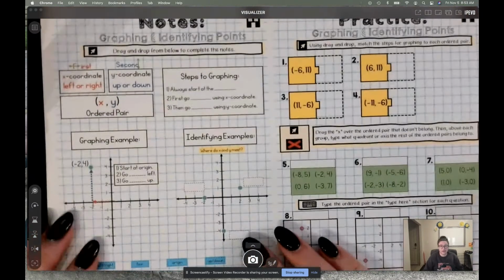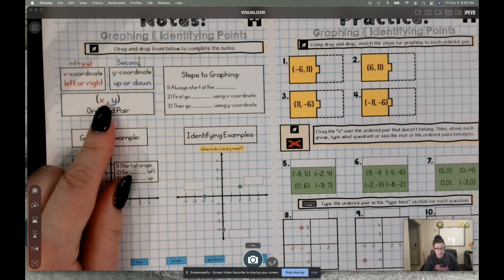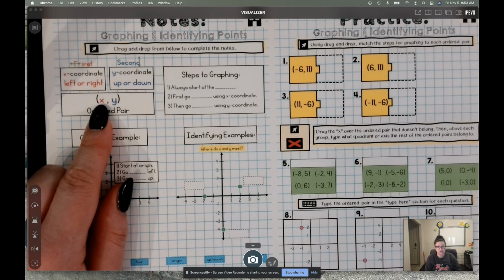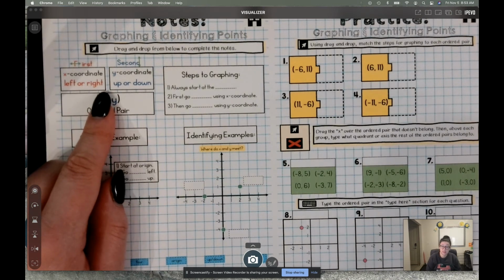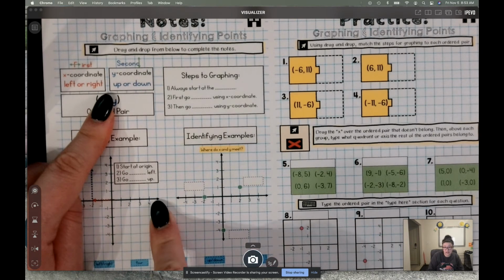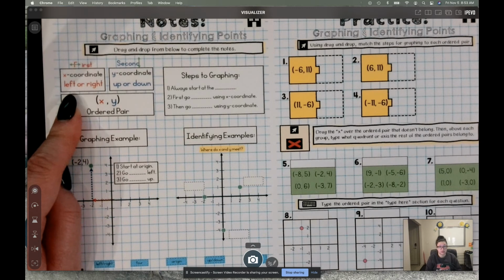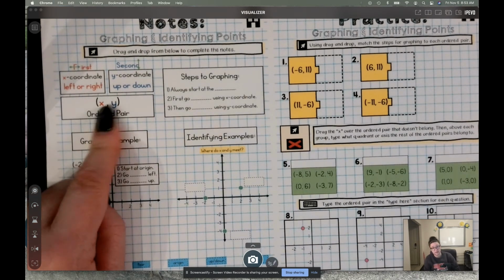All right, let's get into our notes. So, when we are graphing points, they're going to be shown to us like this: x comma y. This is called an ordered pair. The first number, our x value, is how far to the left or to the right we move. If we go to the right, it's because it's a positive number. Just like on a number line, the right side's positive. If it goes to the left, that's because it's a negative number. So the first number, we go to the right if it's positive, left if it's negative.